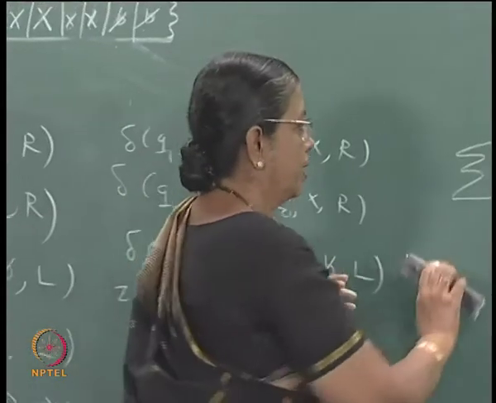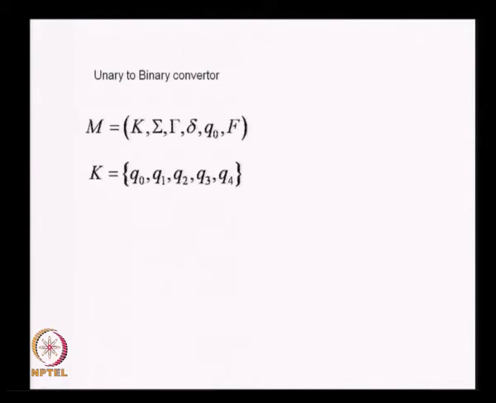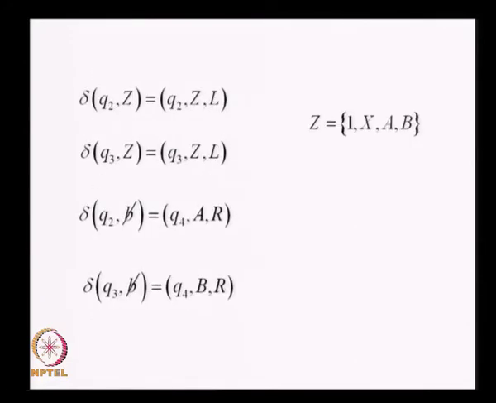This is the way it works. Thus, we have seen that we can have a Turing machine which converts a unary number to a binary number, and it has got 5 states. Q0, Q1, Q4 are right moving and Q2 and Q3 are left moving states. These are the mappings, this we have seen just now.